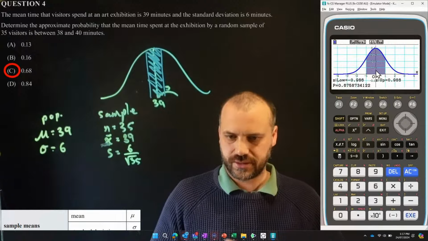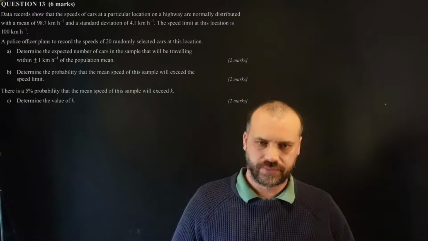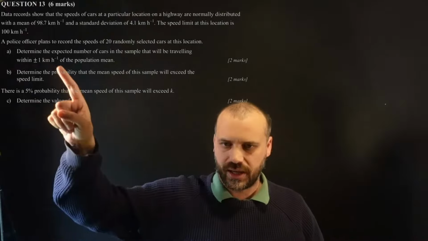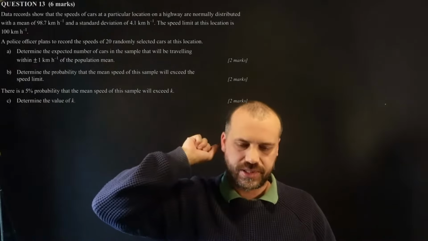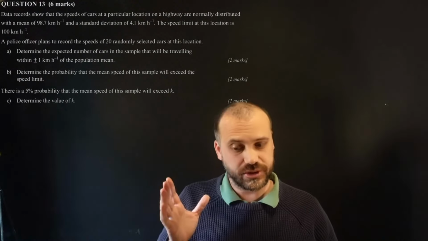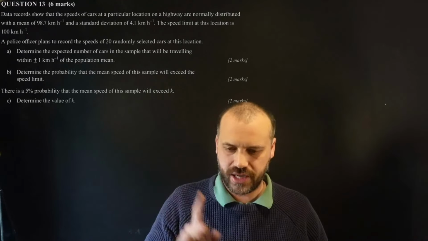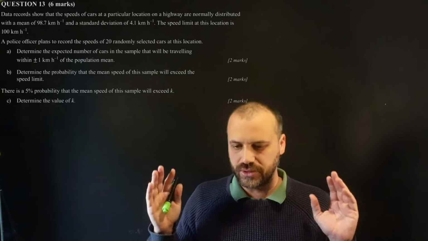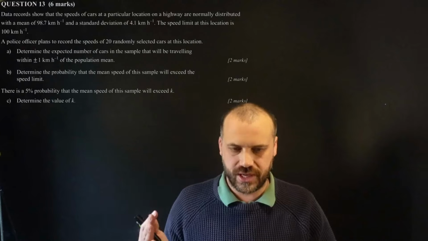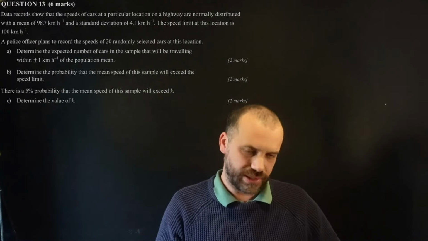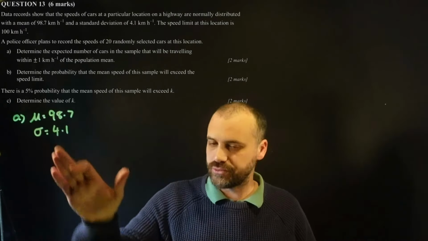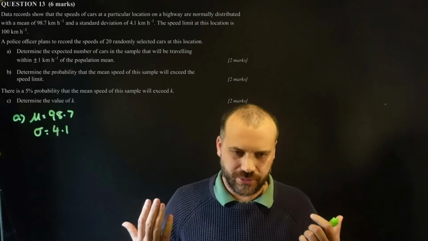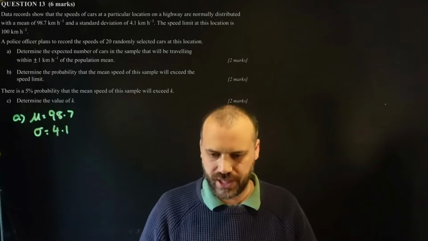Okay, that's it. Celebrate. So continuing with the theme today, we've got another stats question. Data records show that the speed of cars at a particular location on a highway are normally distributed with a mean of 98.7 and a standard deviation of 4.1. Now this is all cars traveling through this area, so we're talking about population statistics. Alright, so I've just written that down, population statistics. It also says the speed limit is 100 kilometers an hour. I'm sure that's going to be useful information later.